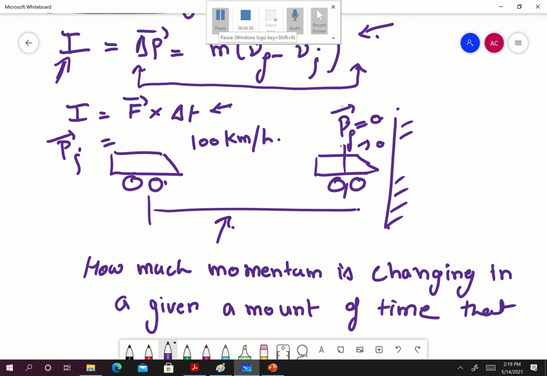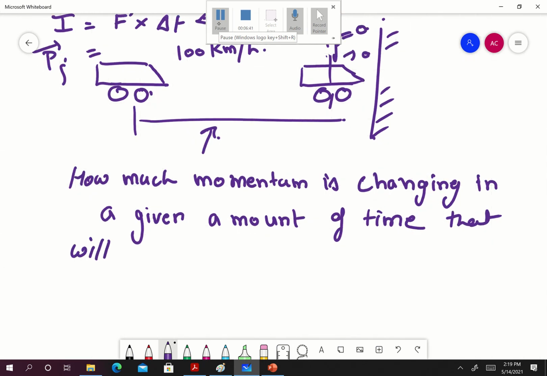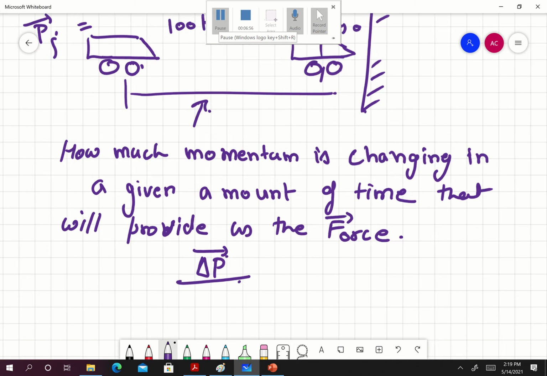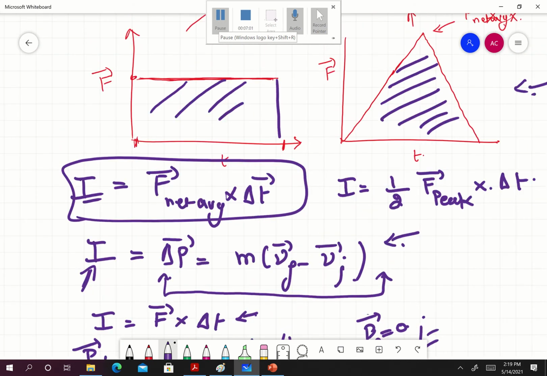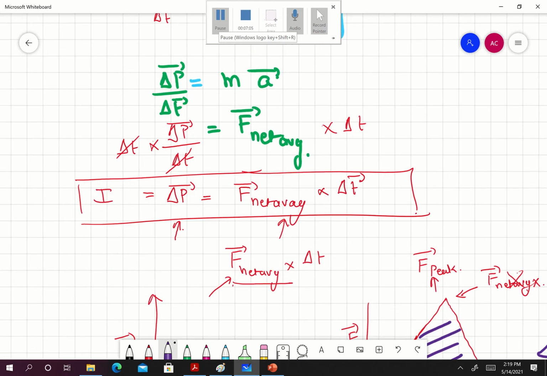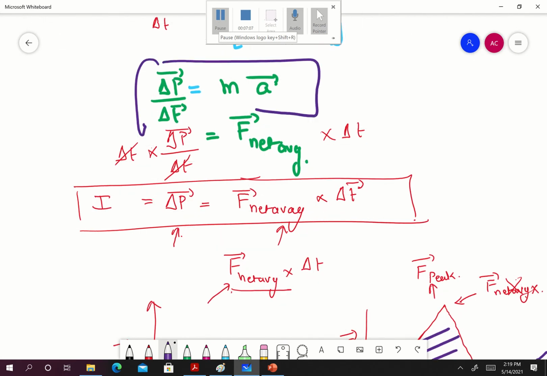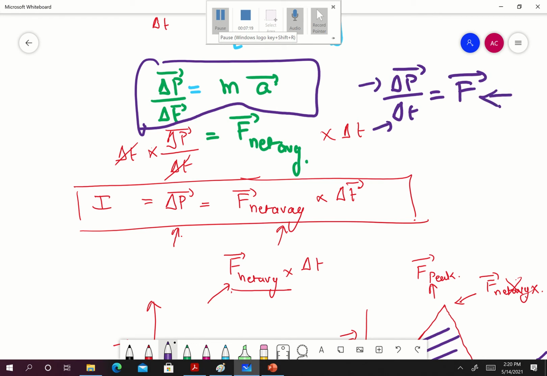That will provide us the force, and that is the important thing. So if I go back into the previous formula, delta p upon delta t, which came out, if I go back into the equations which I wrote here, so delta p divided by delta t, this was equal to what? Delta p upon delta t is equal to force. So change of momentum with respect to time provides us the force felt.